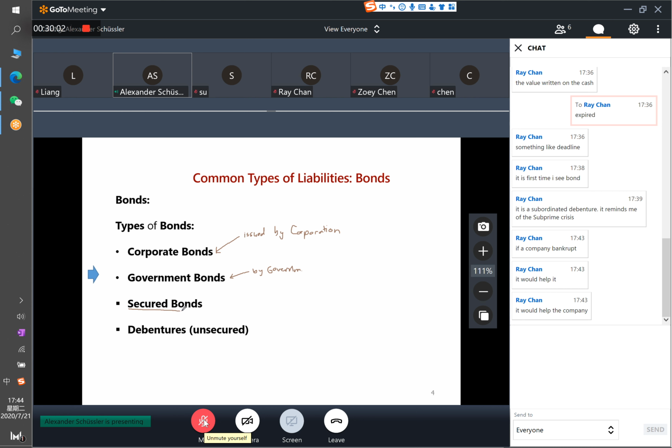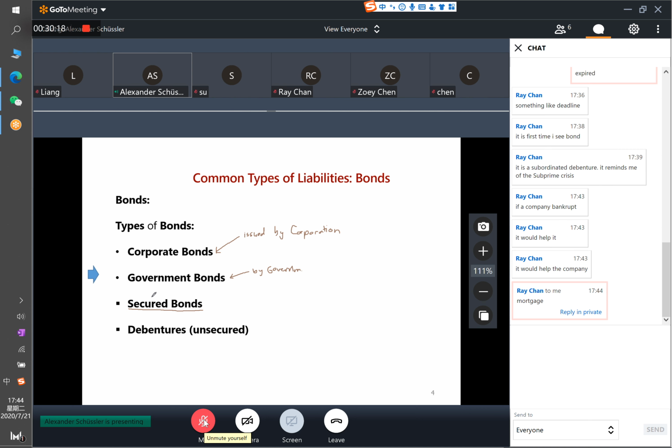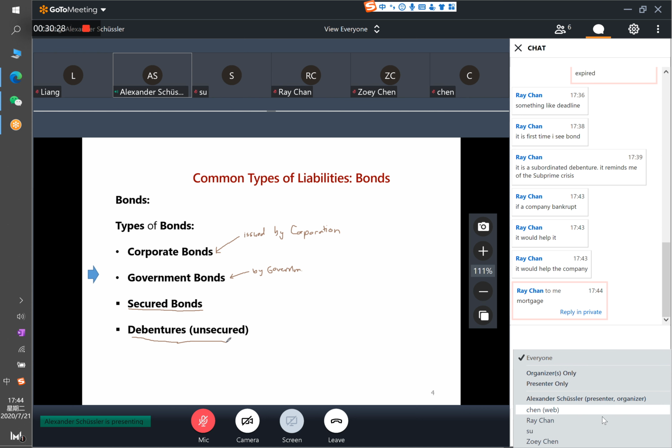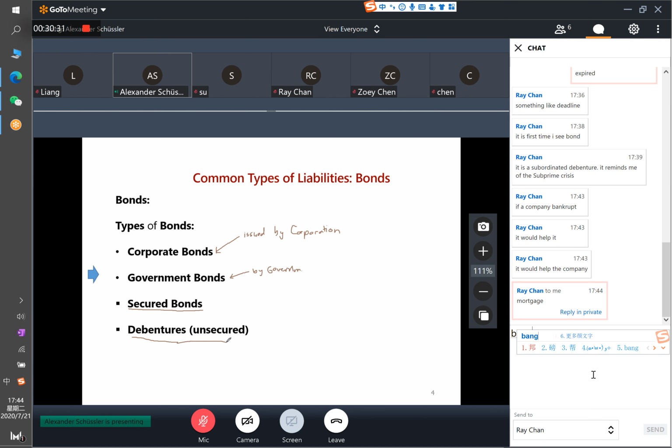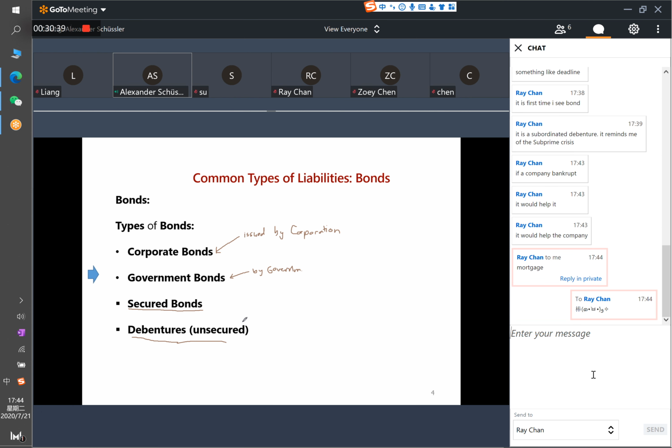And with bonds it's similar. There is one asset which secures the bond, and if the company cannot meet its obligation, then the lenders own the security, the asset. The debentures are unsecured. They are only backed by the reputation of the company, by the integrity of the company.